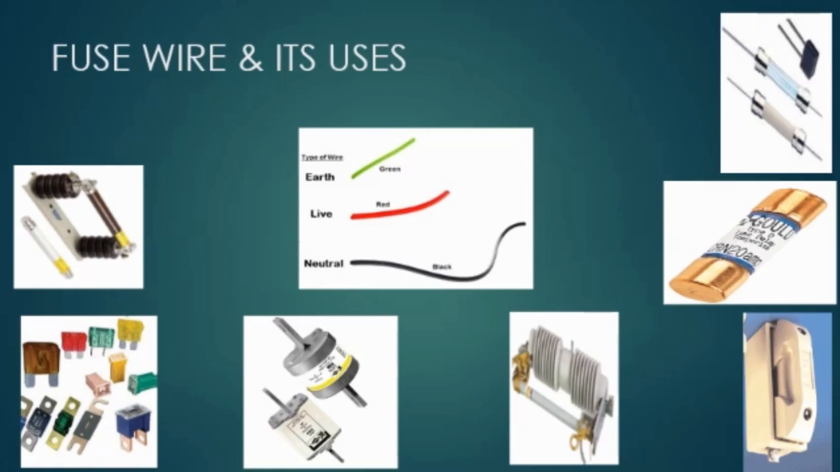Nowadays, the MCBs are used in the domestic electric circuit. MCB is also called the miniature circuit breaker. It breaks the circuit. In the further slide, we will be seeing the picture of the MCB. I hope you all have understood about the fuse wire and its uses. Understood, everyone?